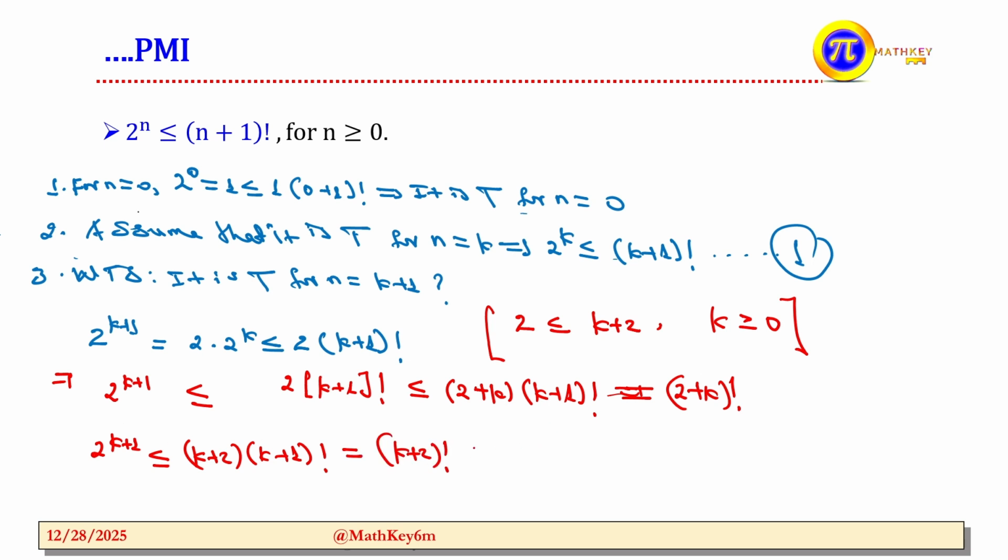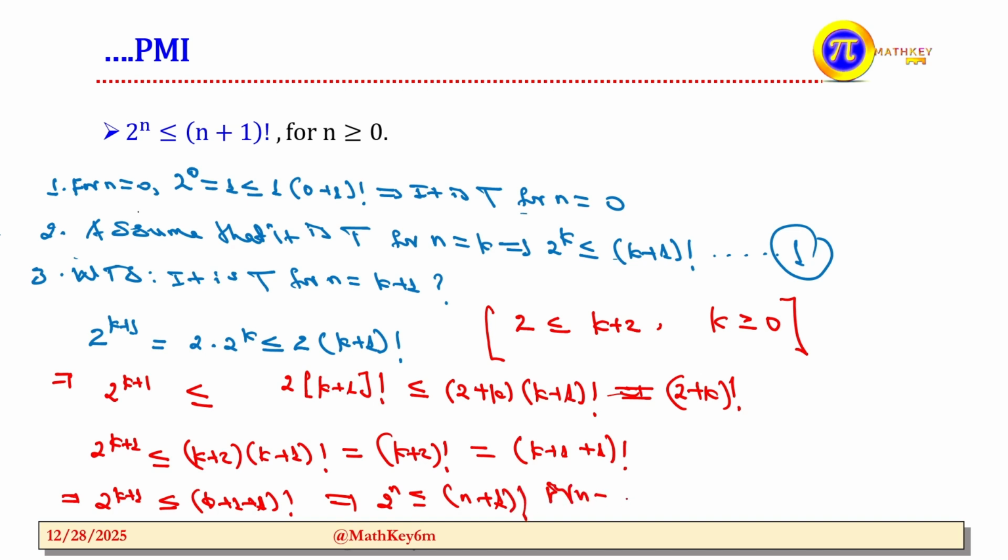This k plus 2 factorial means it is k plus 1 factorial. What does this imply? This shows that 2 to the power of k plus 1 is less than or equal to k plus 2 factorial. This means 2 to the power of n is less than or equal to n plus 1 factorial for n equals k plus 1.